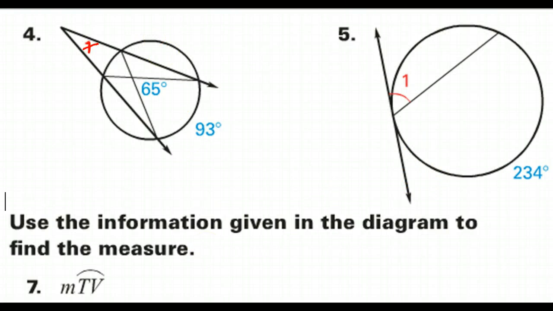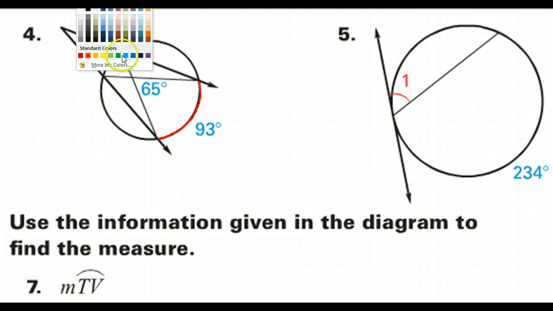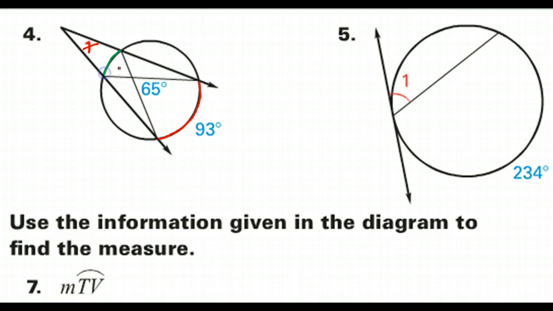So let's trace that just like we've been doing. To solve this problem, I'm going to need the big arc, which is 93, I've got that, and I'm going to need the small arc. If I had both of these arcs, I could do the problem. I'm missing the green arc. So I need to find the green arc.